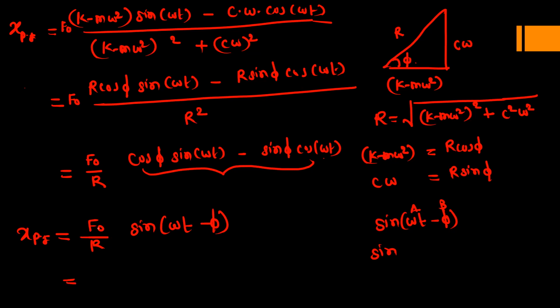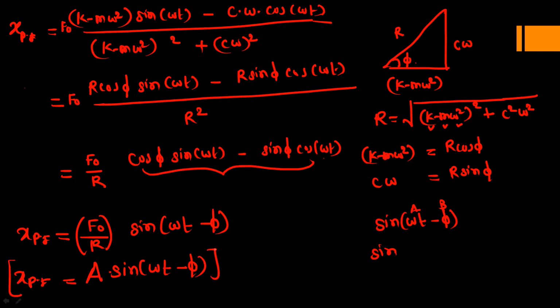Okay. And this f0 upon r, we can consider a constant value, because f0 is the maximum value of the force and it is a constant value. R is nothing but this square root. So as k is constant, mass is constant, and the frequency of excitation is constant, this value will be constant. So we can assume this as a capital A. Okay. So I will explain the meaning of this capital A. This is sine omega t minus phi. So this is our x particular integral, and this is the second half part of the complete solution.